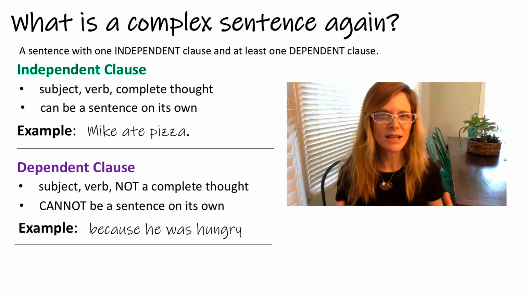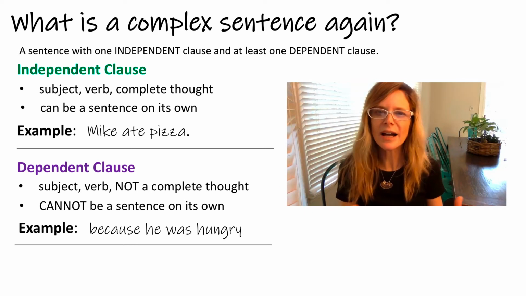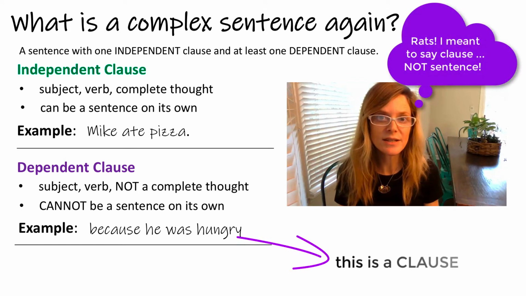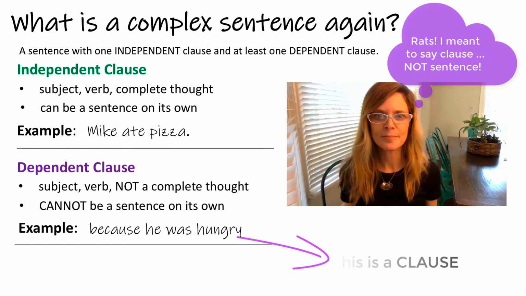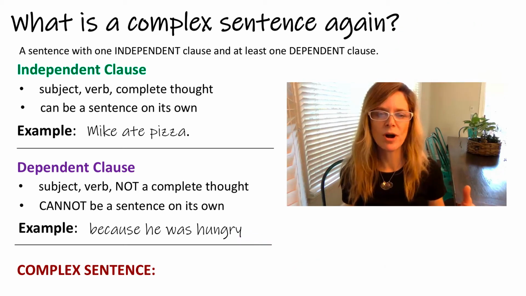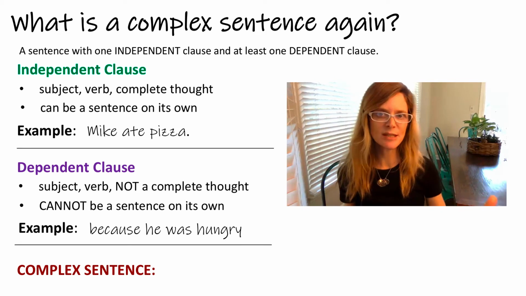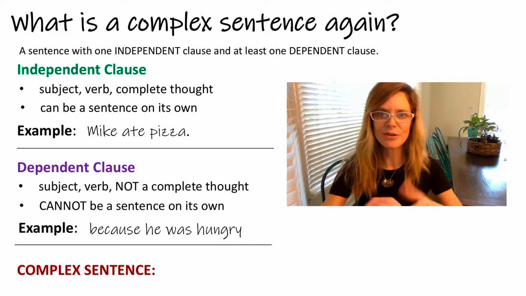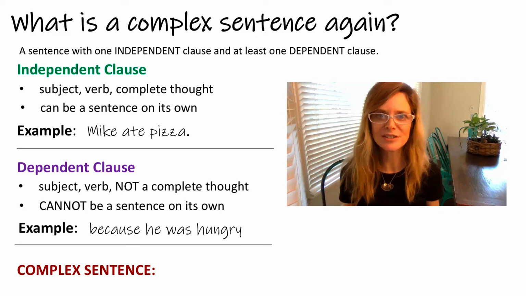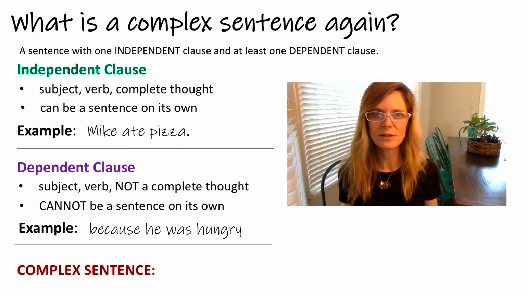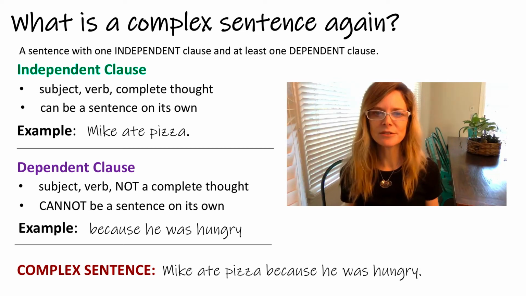Because he was hungry, it leaves me wondering what? I don't understand what you're trying to say in that sentence because it's not a complete thought. Well, what if we want to take this independent clause and this dependent clause and put them together in order to make a complex sentence? What would that look like? It would look like this.